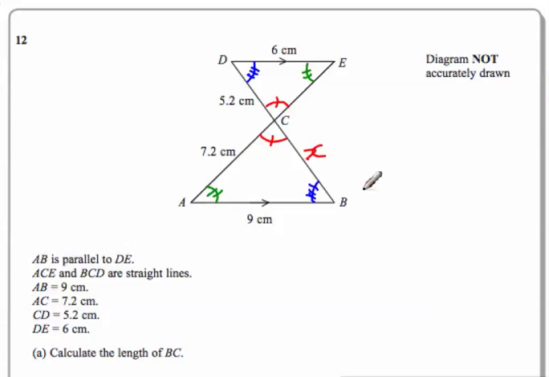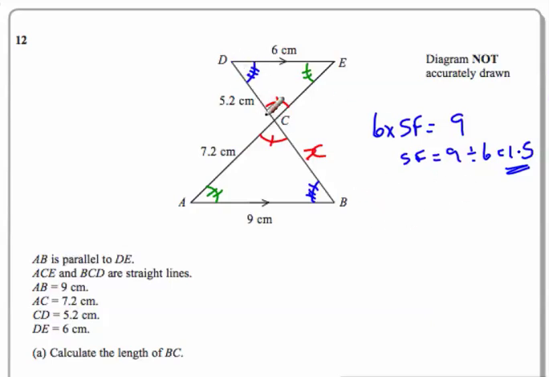Now we've got to work out what the scale factor is. If you look at these two sides here, these sides correspond to each other on the two shapes. So we can say that 6 multiplied by the scale factor is 9. If we divide both sides of the equation by 6, the scale factor must be 9 divided by 6, which is 1.5. Okay, so we know that the scale factor is 1.5.